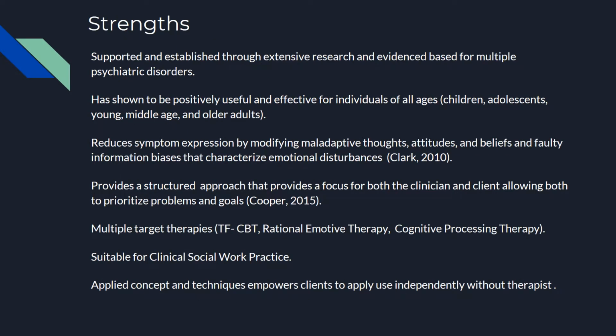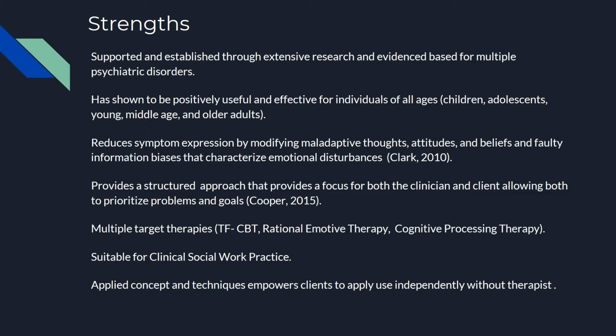Because of the interventions that stem from cognitive theory, researchers were able to identify strengths that would be applicable and helpful to clients in a therapeutic setting. The most important strength that stands out is that it's supported and established through extensive research and evidence-based for multiple psychiatric disorders. Another key strength is that it has shown to be positively useful and effective for individuals of all ages. That includes children, adolescents, young, middle-aged, and older adults. It reduces symptom expressions by modifying maladaptive thoughts, attitudes, and beliefs, and faulty information biases that characterize emotional disturbance.